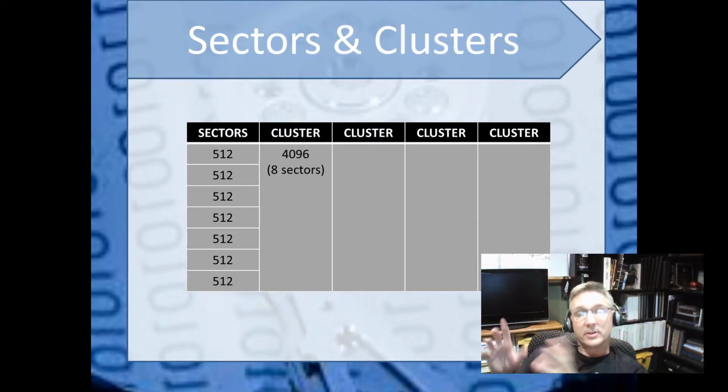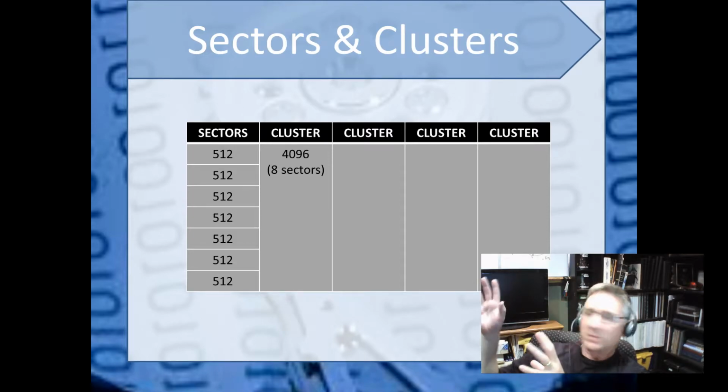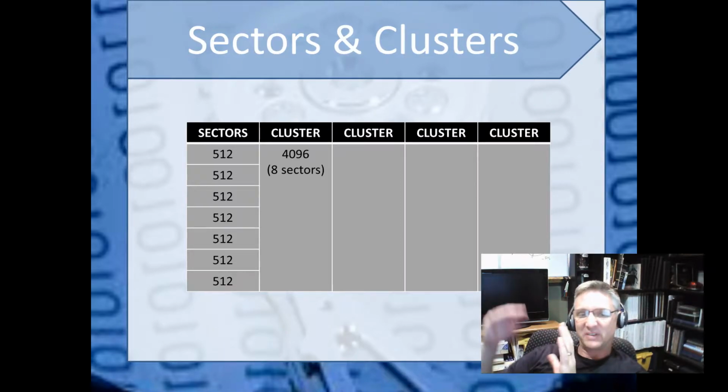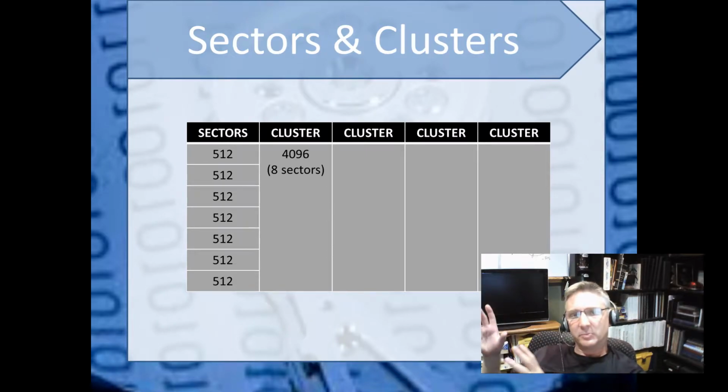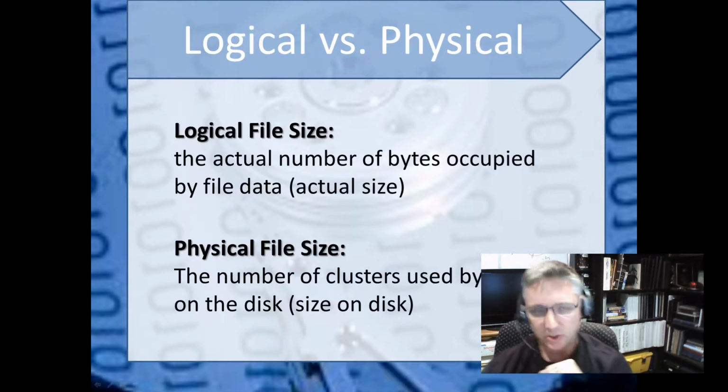Those 5 clusters would be occupied by the data of that file. Now, the 17,000 byte file isn't going to fill up all 5 of the clusters. Only the first 4 clusters there are going to be filled up totally with the data from the file. And then there's going to be a little bit of the file left over that fills up a little bit of that 5th cluster.